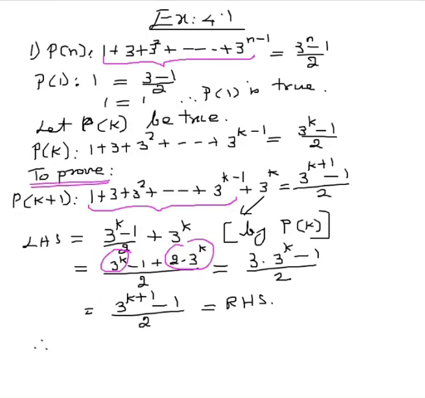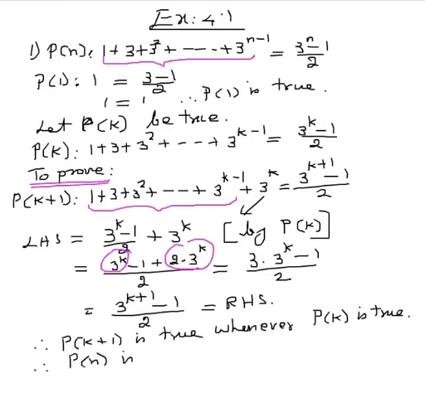Therefore, we have to write the conclusion step. P(k+1) is true whenever P(k) is true. Because using P(k) only we could prove P(k+1) to be true. Therefore, we conclude that the given statement P(n) is true for all n belonging to the natural number set N.